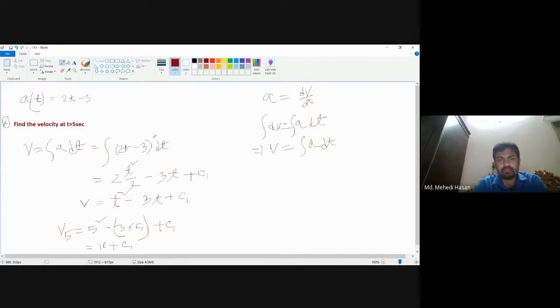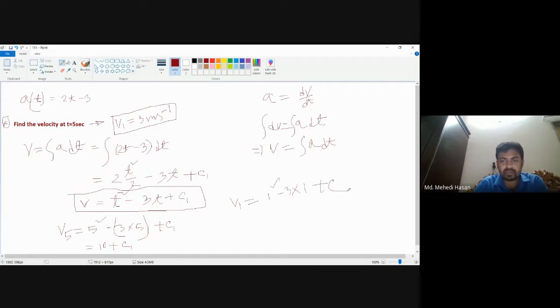But if the question mentions that, say, velocity at 1 second is 3 meter per second, that means if we put the value of t equal to 1 in that equation, then we will get the result 3. So v1 will be 1 square minus 3 into 1 plus c1. So this is c1, I'm considering c1.